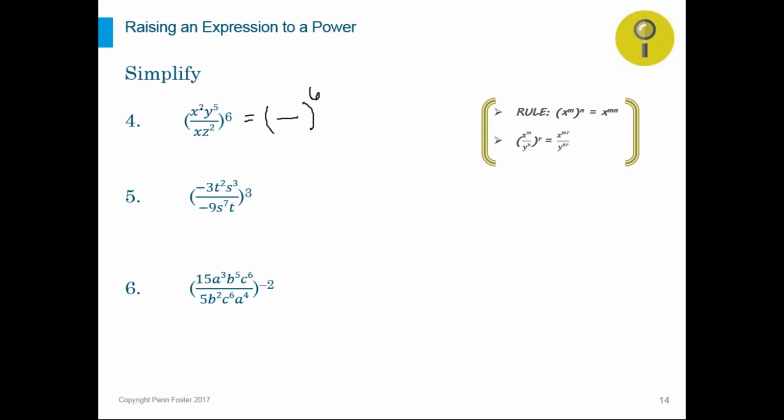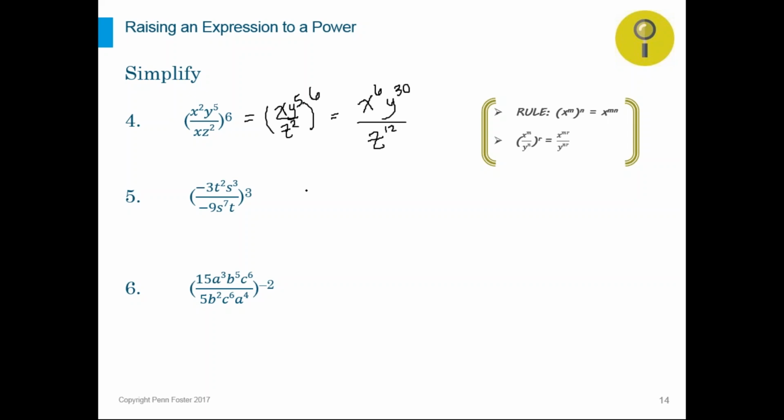So x to the second and x to the 2 minus 1 is 1. So I have an x here. And then I have y to the fifth. And then I have z to the second on the bottom, no matching, so it's going to stay the same. Now I can raise the whole thing to the sixth power. So I'm going to distribute. So that would be x to the sixth, y to the 6 times 5 is 30, and then 6 times 2 is 12. And that's your final answer.